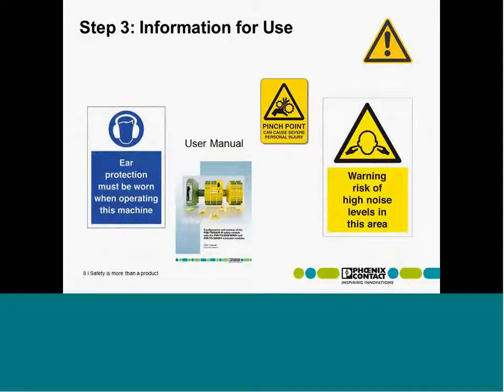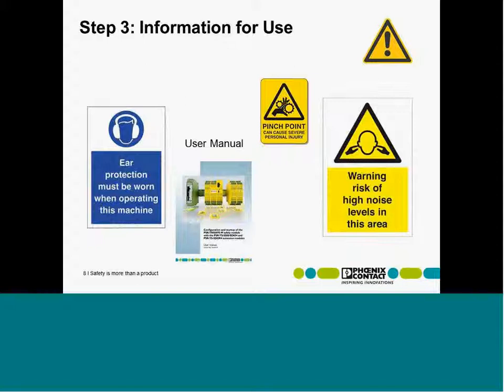Next step is the so-called user information. Here we see some examples. This can be warning signs for pinch points, warning of high noise levels, wearing ear protection, but it's also technical documentation like user manuals, as we will provide this, for example, for our safety products, but also might be a part of this step 3.